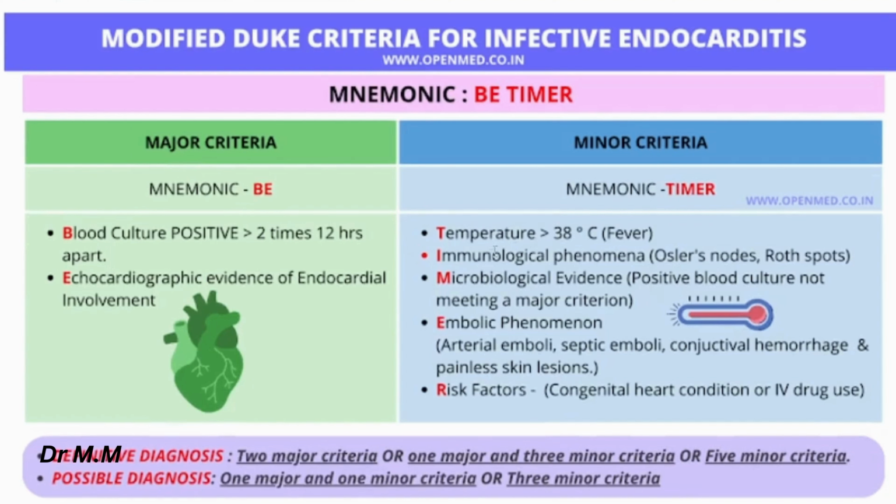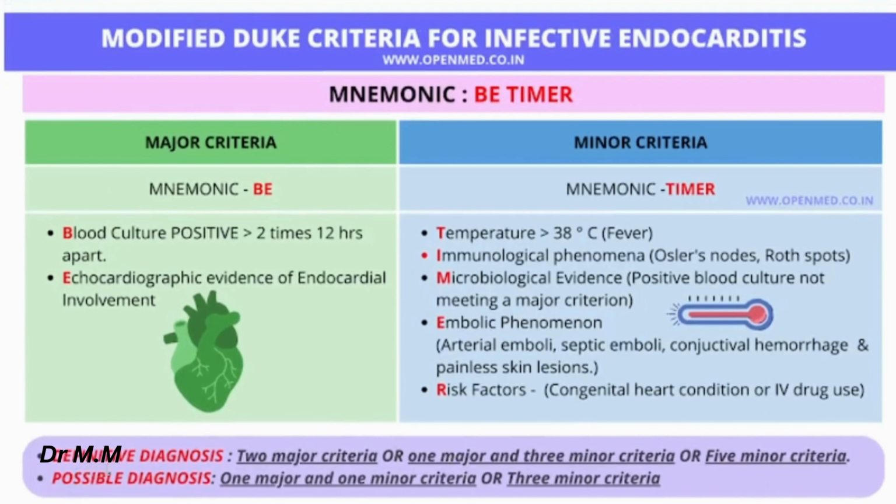And TIMER is for minor criteria. T is temperature more than 38 degrees Celsius. I is for immunological phenomena, like Osler nodes and Roth spots. M is for microbiological evidence, like a positive blood culture which does not meet major criteria. E is for embolic phenomena, like arterial emboli, septic emboli, conjunctival hemorrhage, and painless skin lesions. And R is for risk factors, like a congenital heart condition or IV drug use.